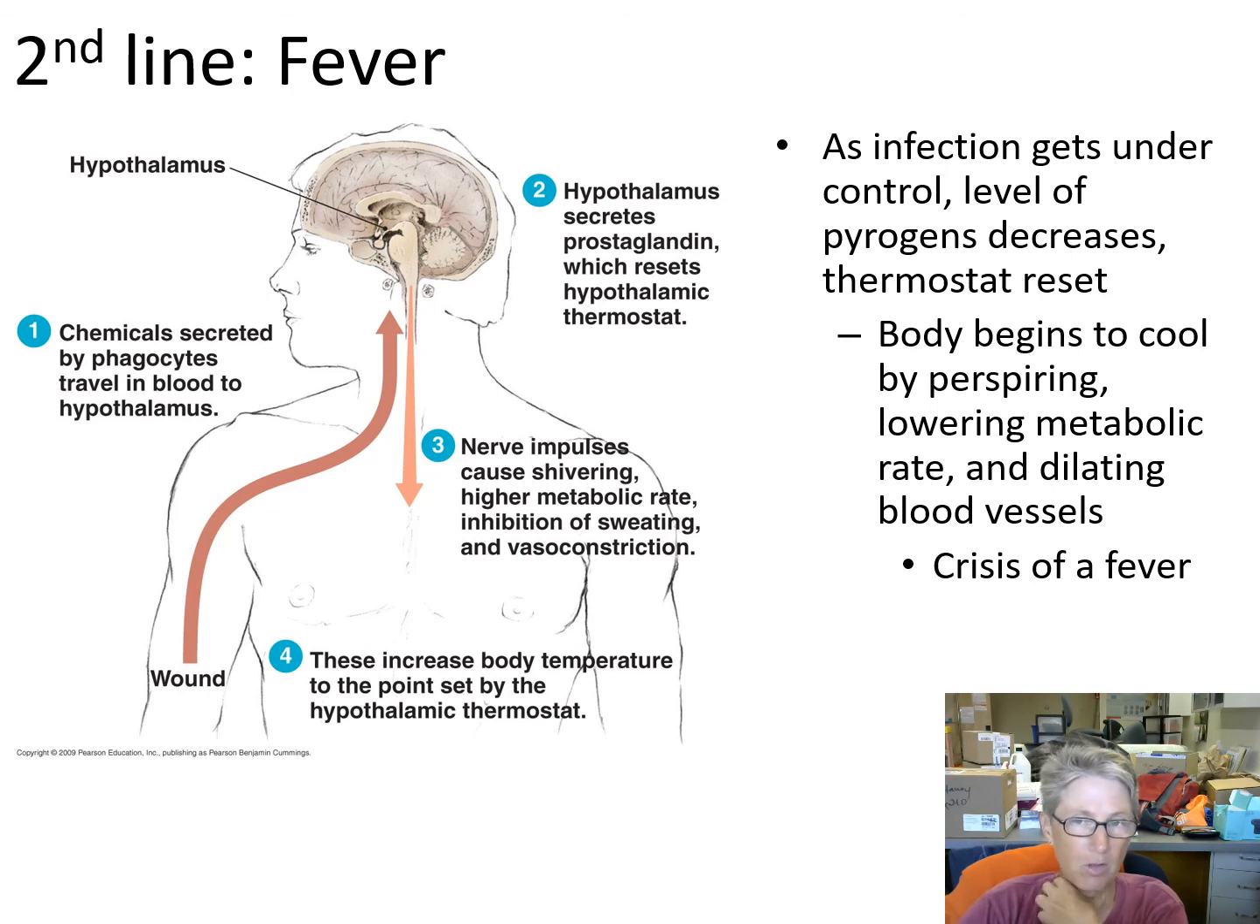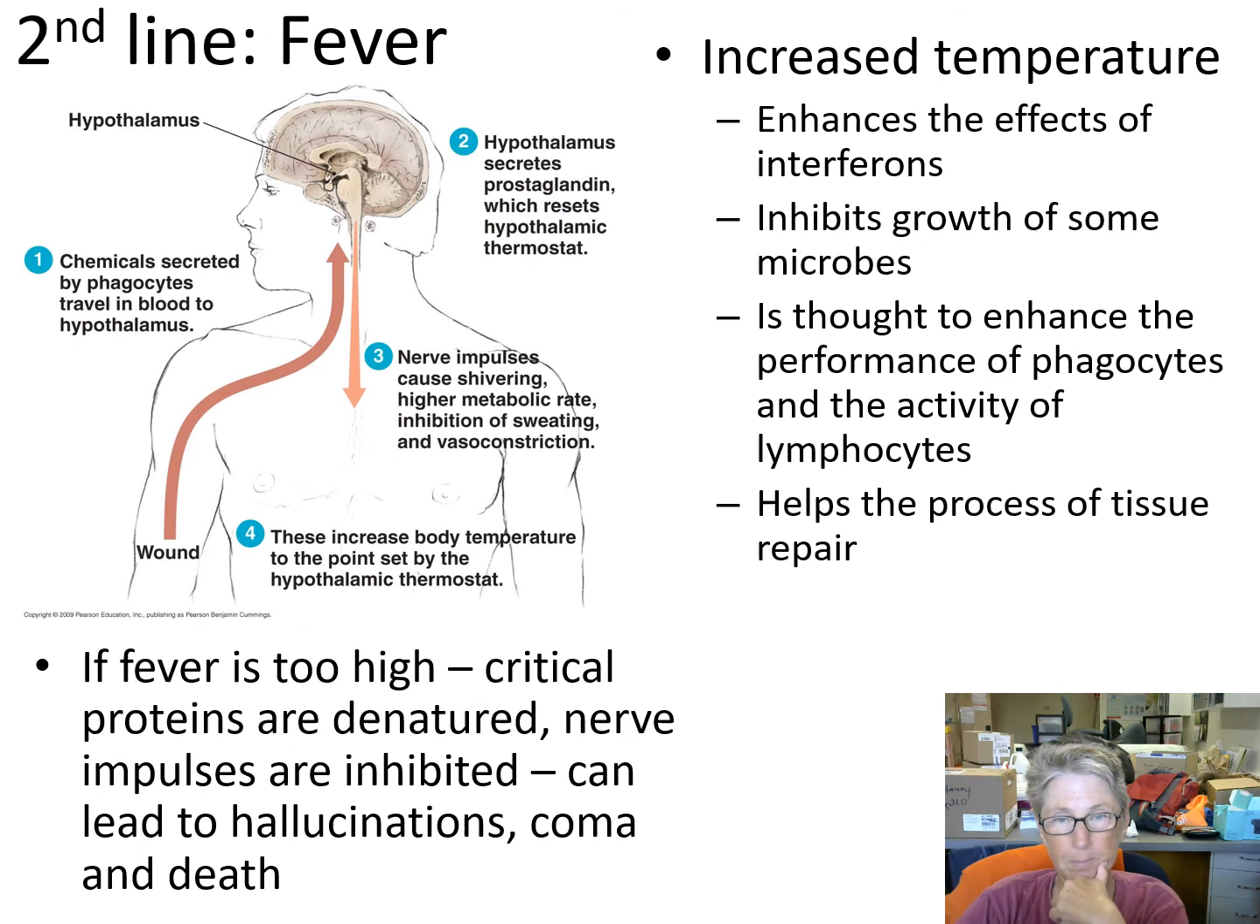As your infection gets under control, the pyrogen concentration goes down and your thermostat is reset to your normal body temperature. If your fever gets too high, your proteins will denature, nerve impulses are inhibited, can lead to hallucinations, coma, and death.